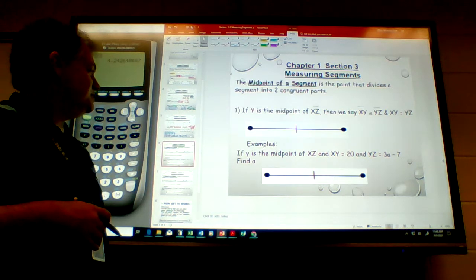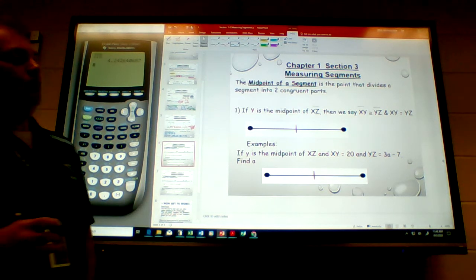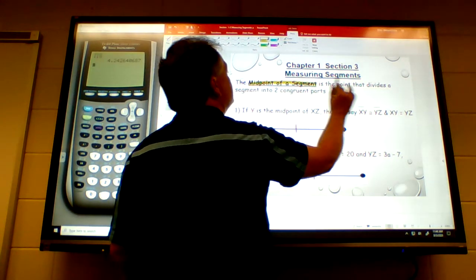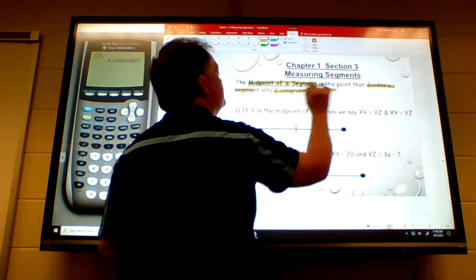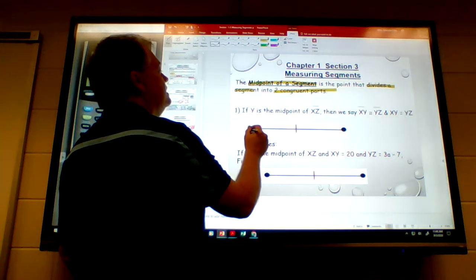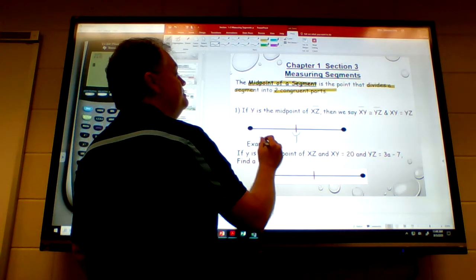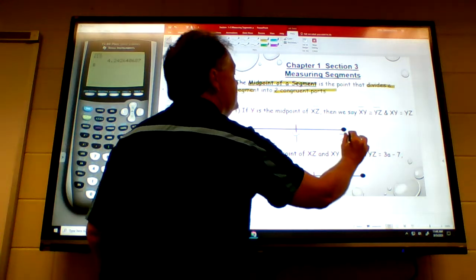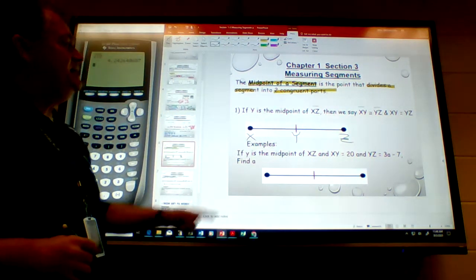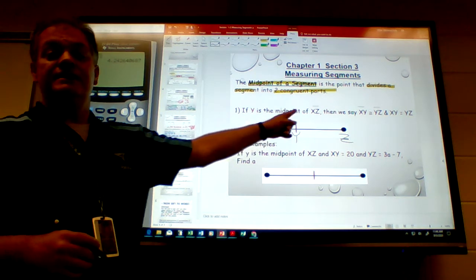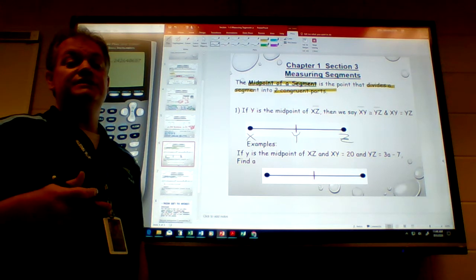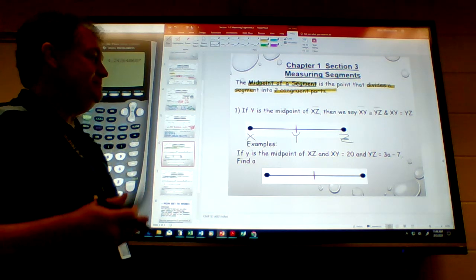All right, let's talk about midpoint. A midpoint is important because it divides a segment into two congruent parts. So, for example, down here, if y is the midpoint of segment xz, that's a z, then that means that this right here, xy, is congruent to yz. Or their distances are equal, or their lengths are equal. That's what it means.